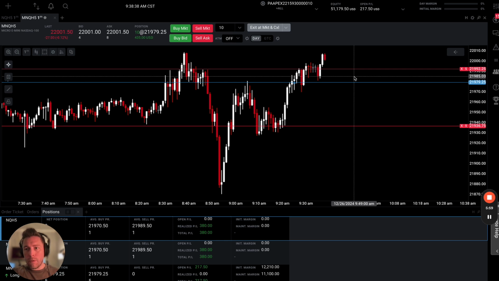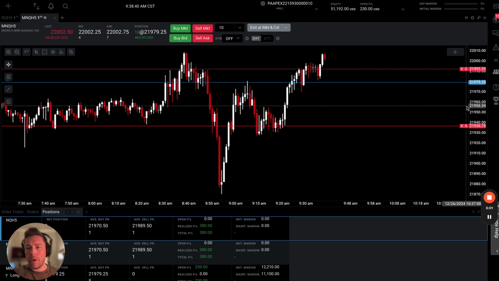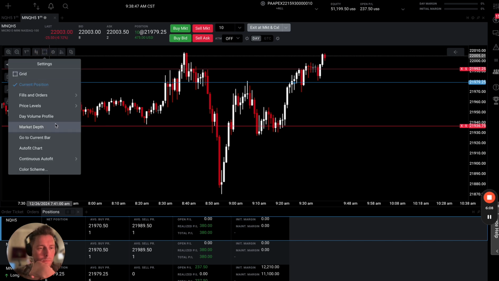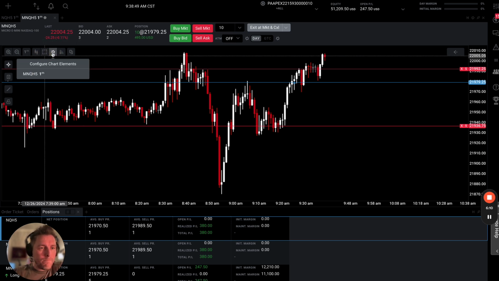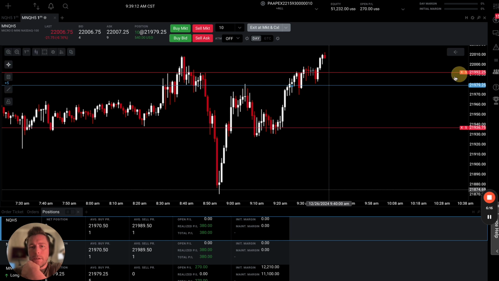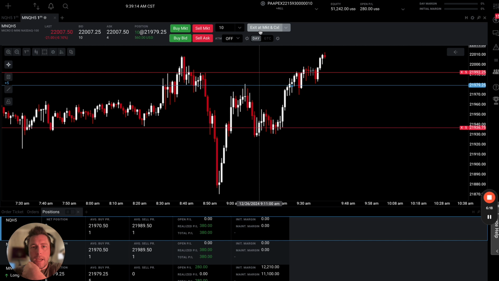If we can get above 22,000 without any real resistance, might be able to push a little harder. So just looking for it. All right, so right above that, getting a little resistance at that 22,000 mark, 270, 280 on the account.